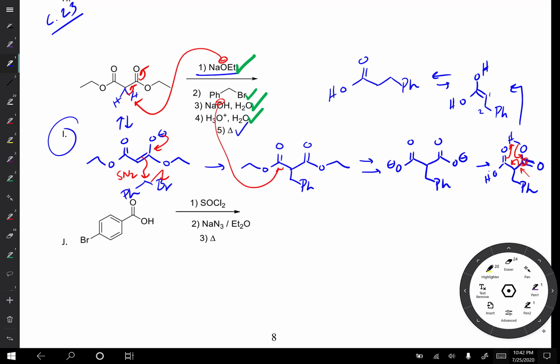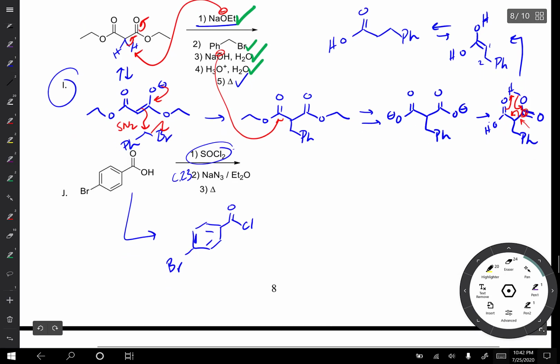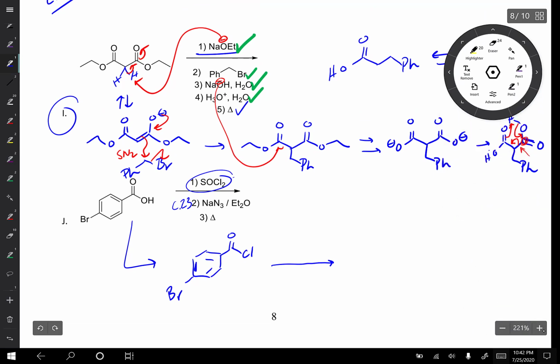This next reaction, part of it is actually in your chapter 23. This part is in chapter 23. However, this is not. We know that this will make one of my favorite acid derivatives. I love these things. An acid chloride. We know these are very reactive. Here's a little bonus question: what conditions would you need to get to this ketone?